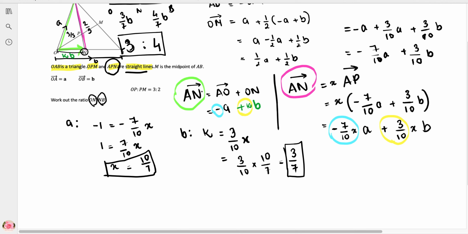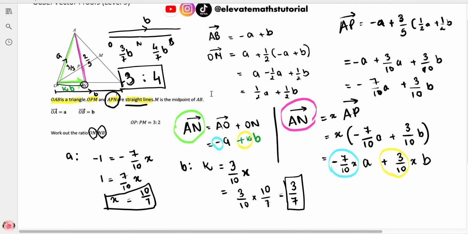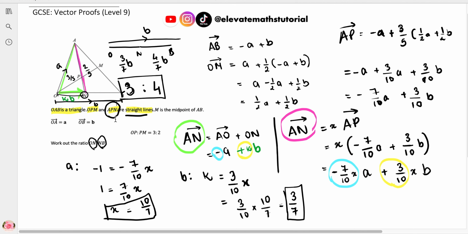That's your final answer. So the idea is you find the vector using two separate paths. The vector that we chose to find was ON, because the end point that we wanted to get to was N, because that's the bit that they asked us to find, ON to NB. The second part of the problem is always some multiple of a line, and then you always equate the coefficients of a and the coefficients of b, the numbers in front of a and b.